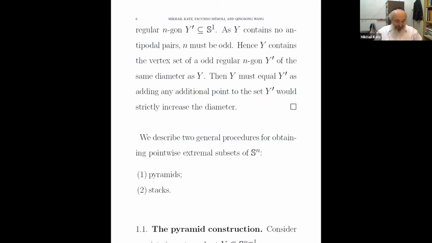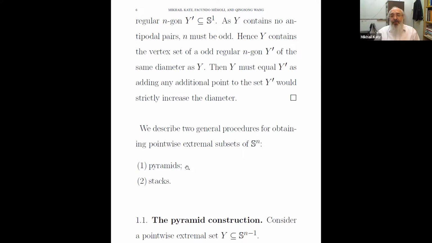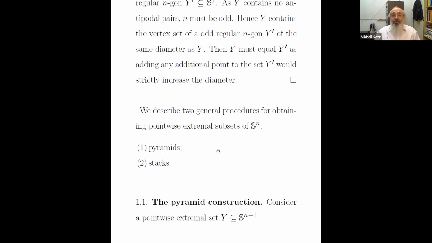I see time flies. So let's go over the 2 constructions. One simple construction is pyramids. This doesn't really produce new examples. And then the second construction is stacks. And that will produce new examples using the computer, as we will see. So let's go quickly over the pyramid construction.